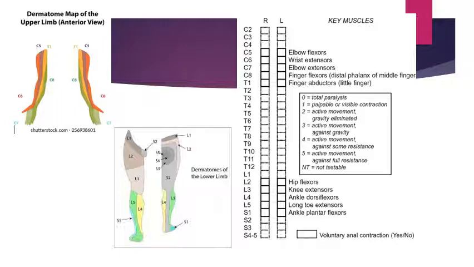And then you start on the trunk. And the trunk is a little more circumferential, where you have T4 on the nipple line, so you can kind of grade that. T6 at the xiphoid, T10 on the belly button. T12 is right at that inguinal ligament. And then there you go with the lower extremities.